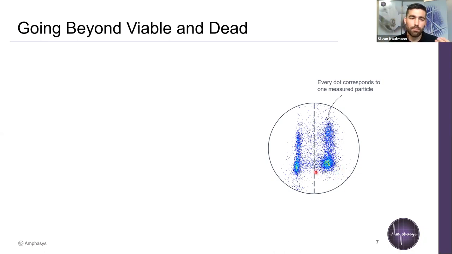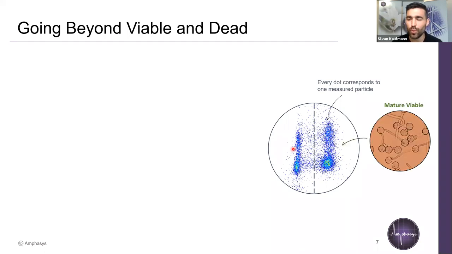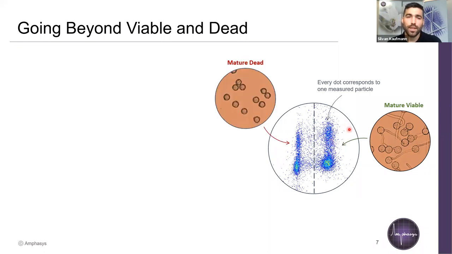Now, points that are close to each other have similar properties. Translated to our measurement, it means that cells that are clustering like this have similar dielectric properties. In this example, we see two distinct clouds, one here and one here. And we know that the cloud on the right-hand side corresponds to mature viable cells. The cloud on the left-hand side corresponds to mature dead cells.